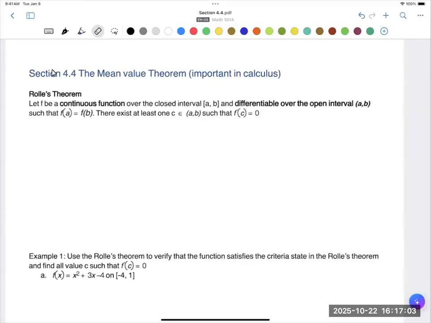So hi everyone. In this video I will cover section 4.4, the mean value theorem. This is pretty important in calculus.